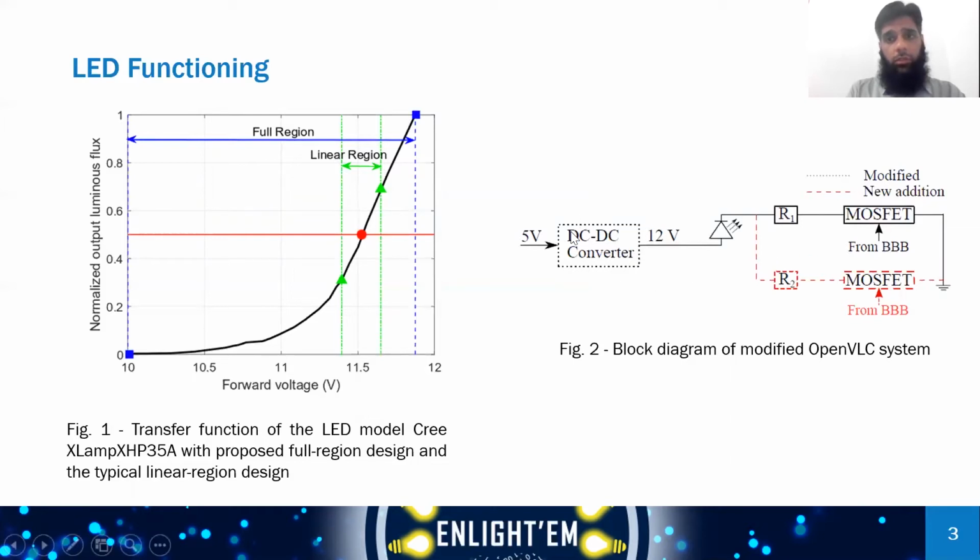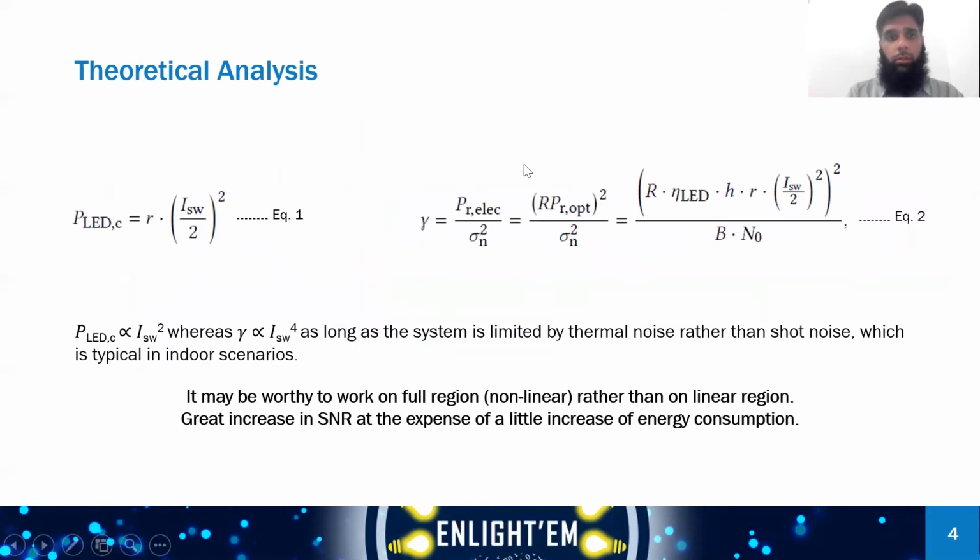On the hardware side, we use a DC-DC converter that converts 5 volts to 12 volts, and then there are two resistors. Basically, it is an open VLC platform that we use, but we modified it by adding a second path to the LED. These resistors R1 and R2 are used to set the high and low levels of the amplitude modulated signal as per approach 1 or approach 2.